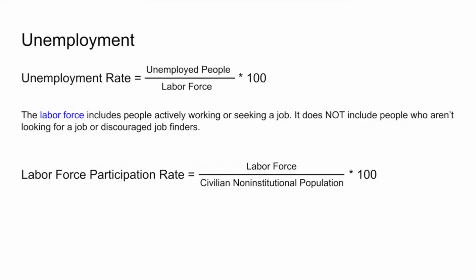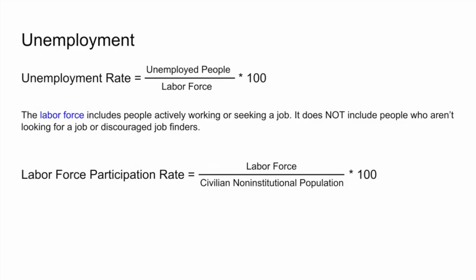So now we're getting into unemployment. The unemployment rate is equal to the number of unemployed people divided by the size of the labor force times 100. And the labor force includes people actively working or seeking a job. It does not include people who aren't looking for a job or discouraged job finders. So this leads to a criticism of the unemployment rate, which is that it understates the actual level of unemployment. Because if a person wants to find a job, but they can't find a job and therefore get discouraged, then they would not be part of the labor force anymore.